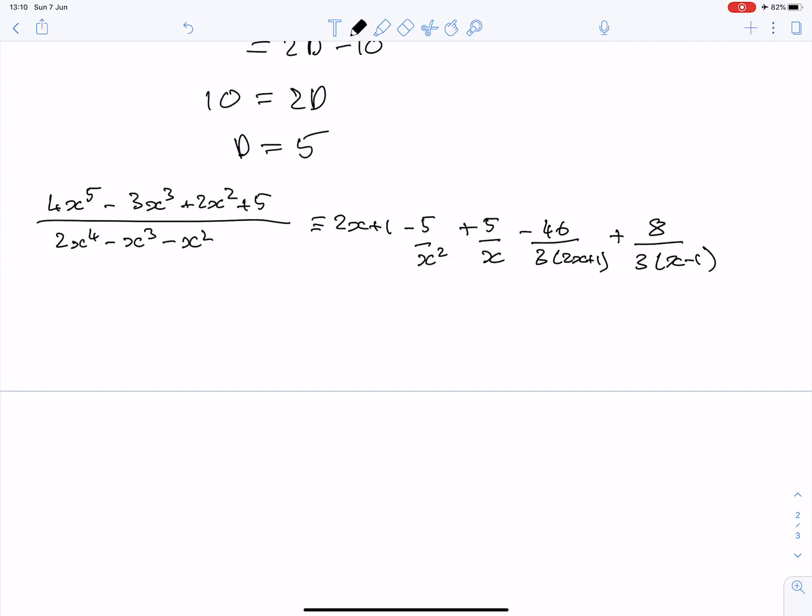Well, I hope I've got that right, and I hope you get the same. If you spot an error, then let me know and I'll redo it. Okay.